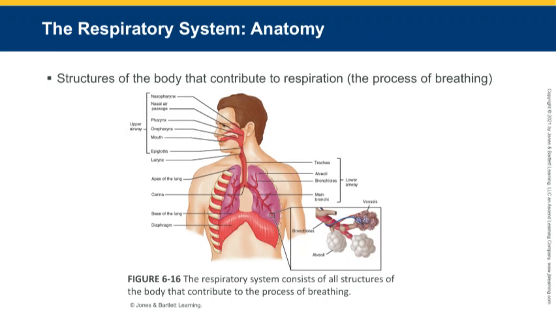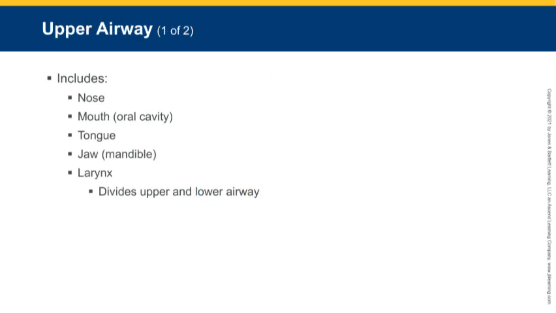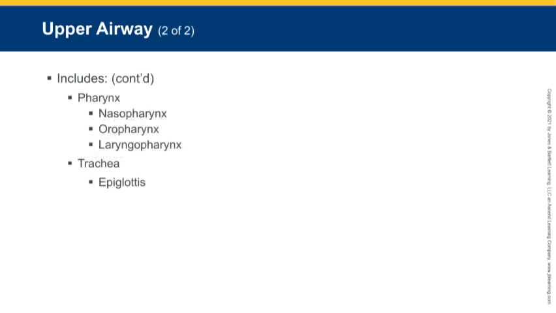The respiratory system includes all structures involved in breathing. The upper airway includes the nose, mouth, tongue, jaw, and larynx, which divides the upper and lower airway. The upper airway also includes the pharynx, trachea, and epiglottis.